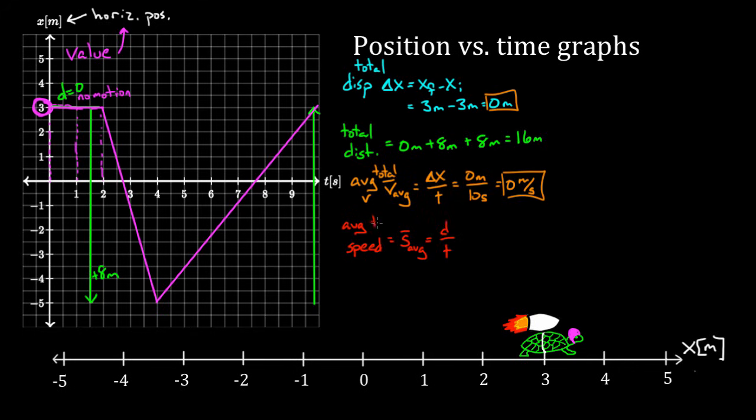And again, let's try to find the total average speed for the whole 10 seconds. That's not too bad because I already found the total distance. That was 16 meters. So 16 meters divided by the total time. It took 10 seconds for that entire trip. This turtle, she was going 1.6 meters per second on average. That was her average speed. Probably would have been a little higher if she didn't have that technical difficulty here at the beginning.